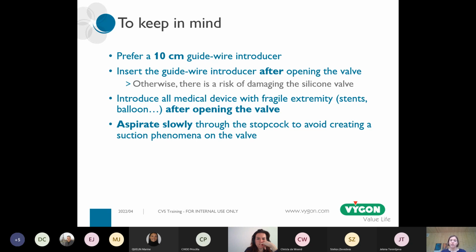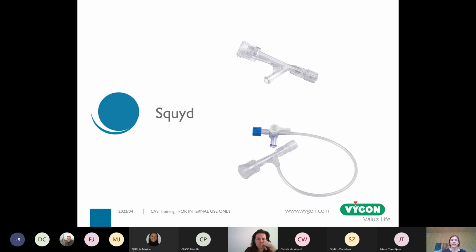And when you aspirate, you have to aspirate slowly through the stopcock to avoid creating a suction phenomenon on the valve. But this advice is for all Y connectors. Okay, I have finished with MyShell.